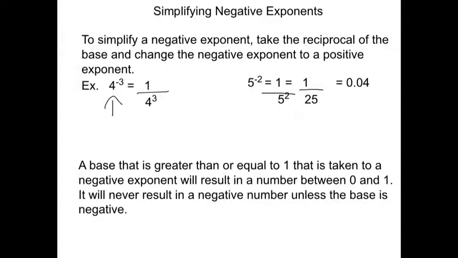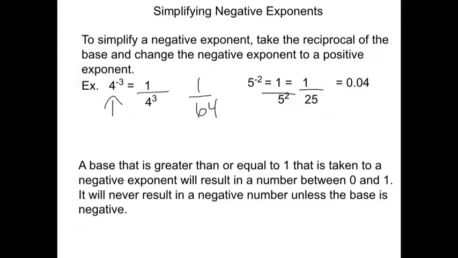So 4 to the negative third will actually result in a decimal that's between 0 and 1. Because what you're doing is you're taking the reciprocal of 4, which is 1/4, and then you're taking 1/4 to the third power, or 4 to the third power on the bottom, which would give you 64, and 1 divided by 64 is a decimal between 0 and 1. A number to a negative exponent will never result in a negative number unless the base is a negative number. So having a negative exponent on a positive base will result in a positive number always. It's a huge mistake that people make.